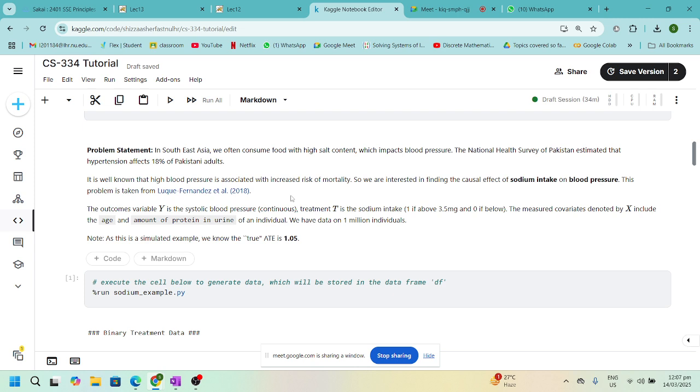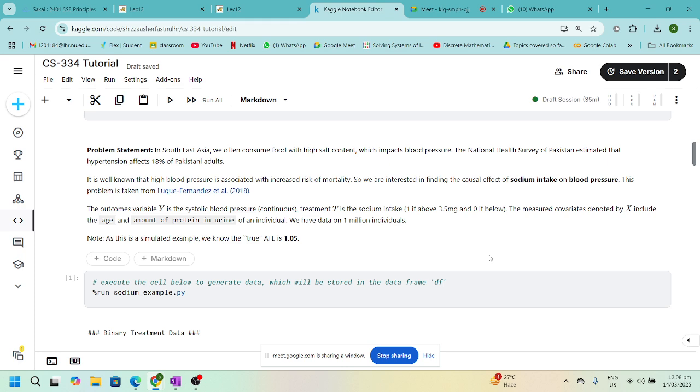This is where we've essentially obtained our data from. So the outcome variable is y, and the outcome variable y represents the systolic blood pressure. The systolic blood pressure normally is supposed to be around 120. Then the treatment T is the sodium intake. And essentially, the sodium intake is just a binary variable. If the sodium intake is more than 3.5 milligrams, then T is 1. It means that the person has high sodium intake. If it is less than 3.5 milligrams, then it is 0, which means that the person has a sodium intake within whatever level it is that we are allowing them to.